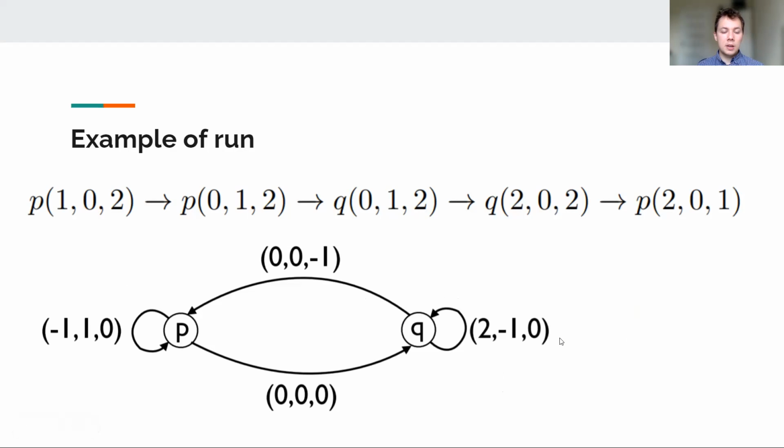So here is an example of a run from P, 1, 0, 2 to P, 2, 0, 1, and how it is performed. First we perform this loop from P to P, then go by this transition with no effect from P to Q, then perform a loop from Q to Q, and go back to P. All transitions in a run can be fired an arbitrary number of times.